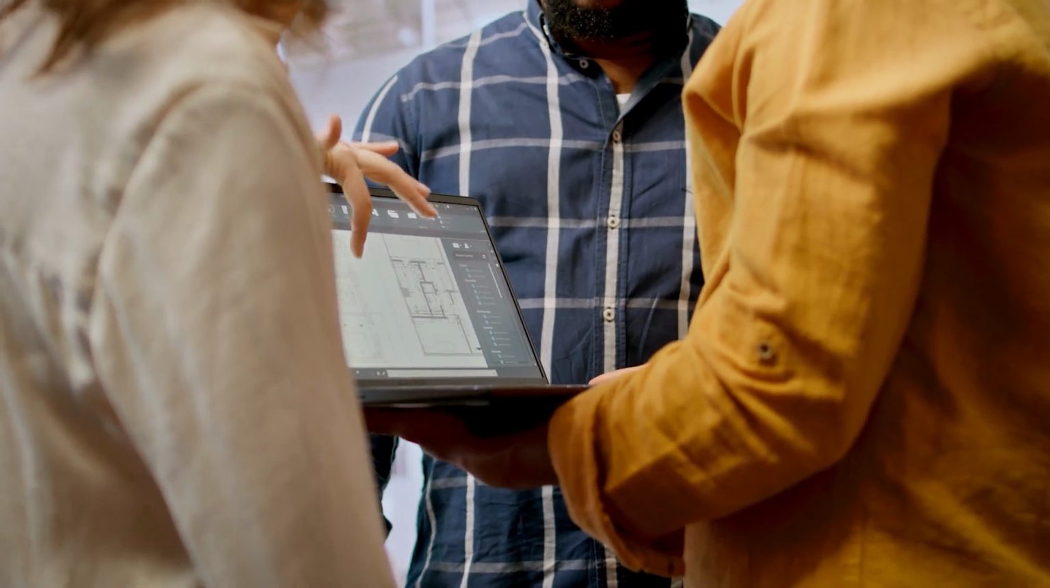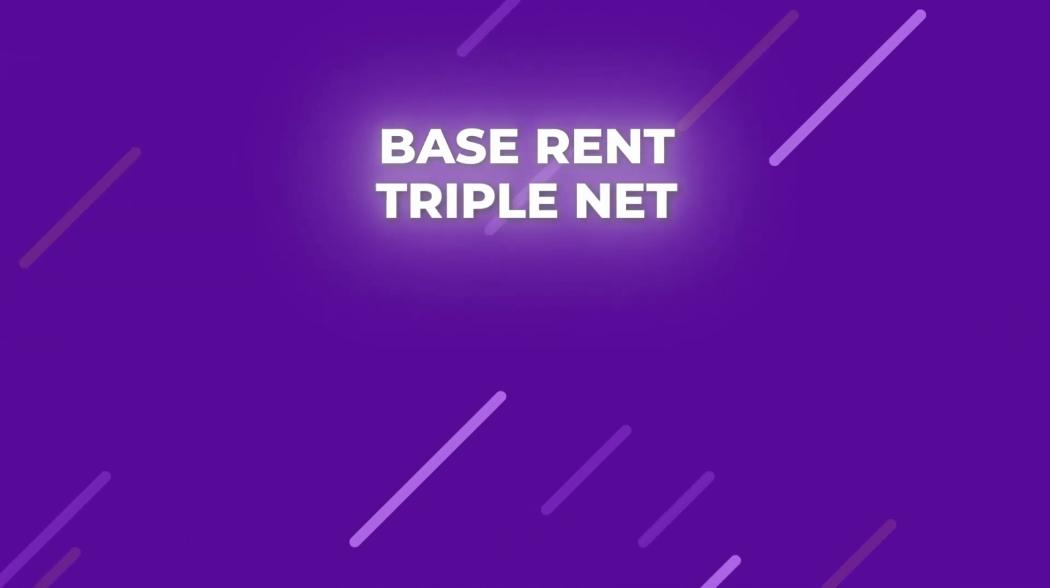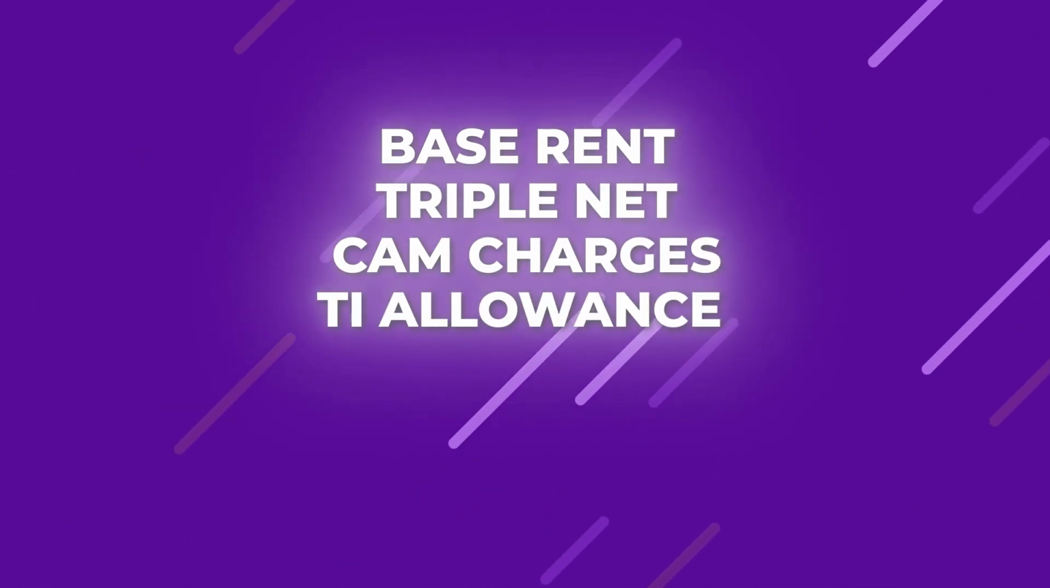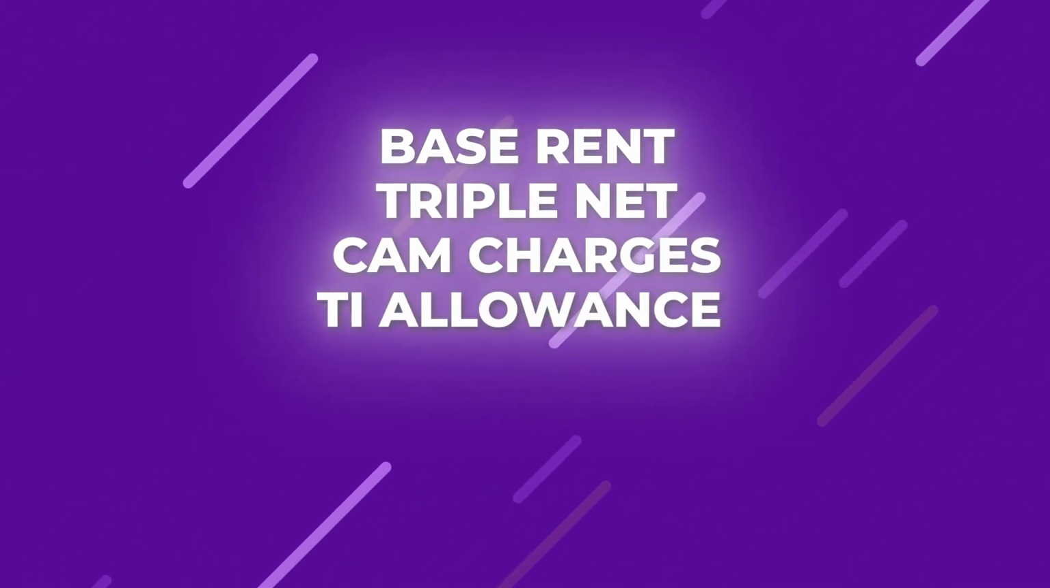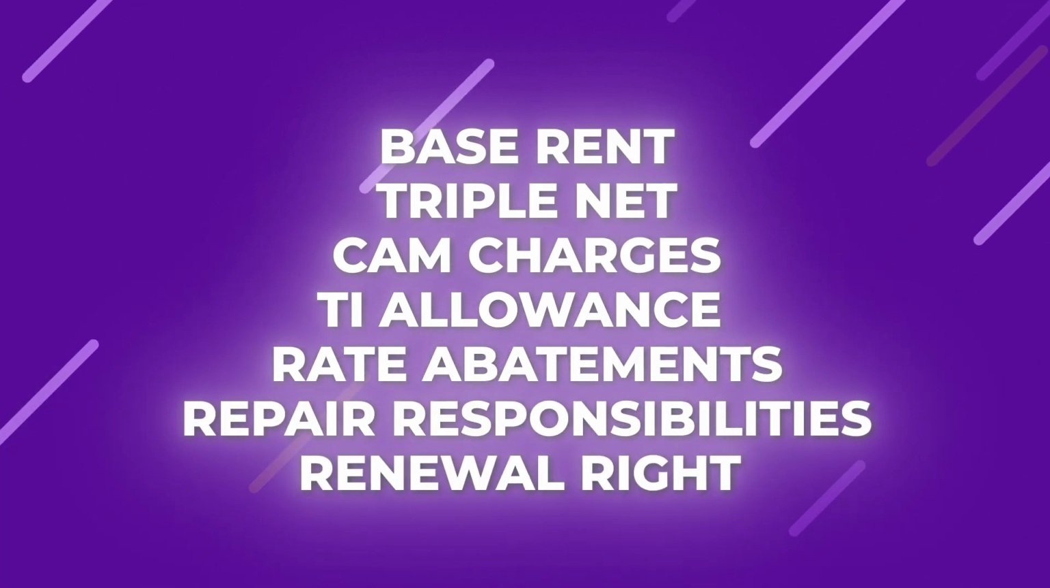Once we find the right space for you, we go into lease negotiations. We negotiate more than just the base rent. Commercial leases are way different than residential leases. When you sign a residential lease, you just look at what you're going to be paying monthly, and that's it. With commercial leases, there are a lot more things to consider: base rent, triple net, CAM charges, TI allowance, also known as tenant improvement allowance, and different things like that. Rent abatements, repair responsibilities, renewal rights, and much more.